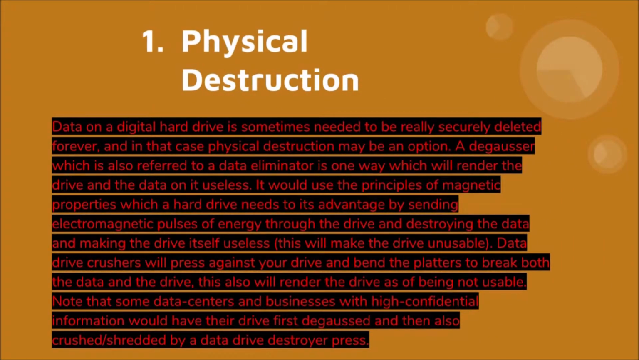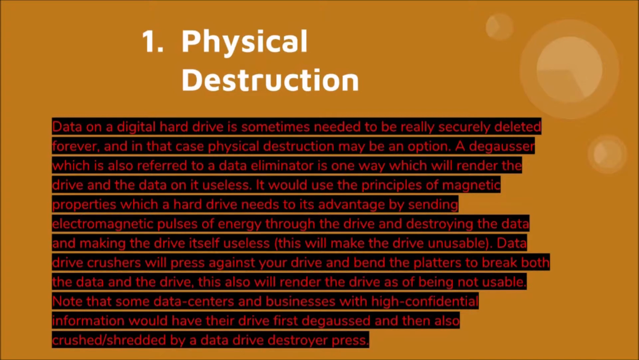Number 1, physical destruction. Data on a digital hard drive is sometimes needed to be really securely deleted forever, and in that case, physical destruction may be an option. A degausser, which is often referred to as a data eliminator, is one way which will render the drive and the data on it useless. It would use the principles of magnetic properties which a hard drive needs to its advantage by sending electromagnetic pulses of energy through the drive and destroying the data, and in the process making the drive itself useless.